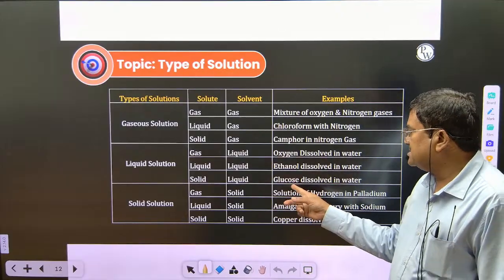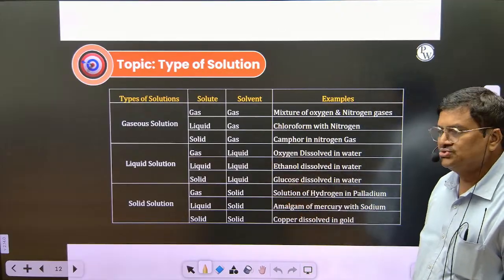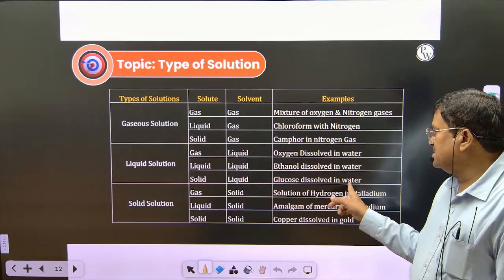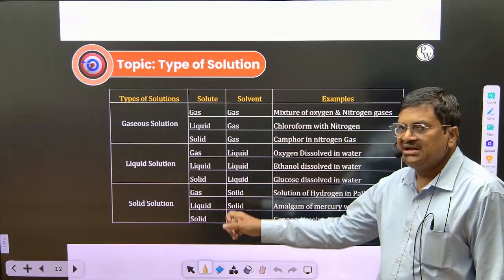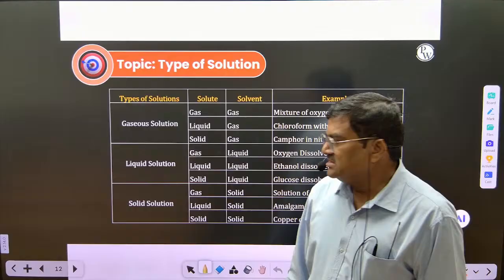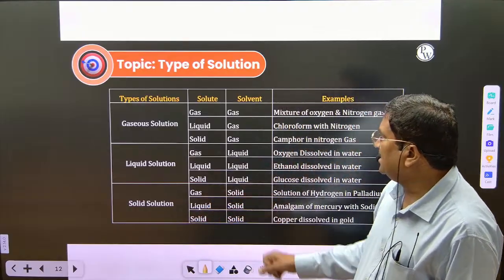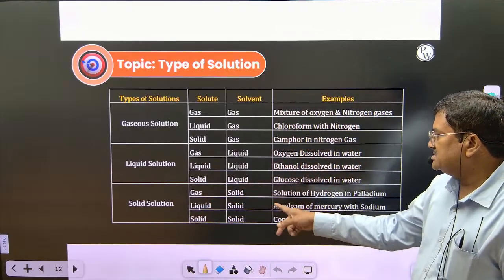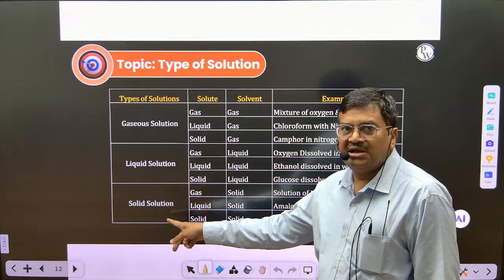And the next one is solid dissolved in liquid. Example we can take, yesterday I told you, sucrose. Sucrose, you know, no? Sugar dissolved in water. And what is the third category? Gas. That means here gas is the solute and solid is what? Solvent. Since the solid is more in amount, we call it a solid solution.